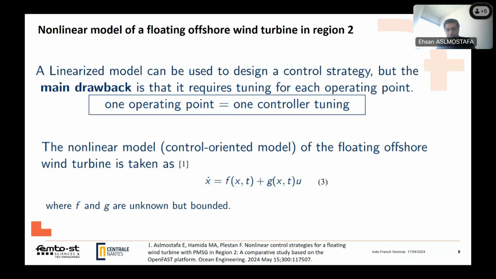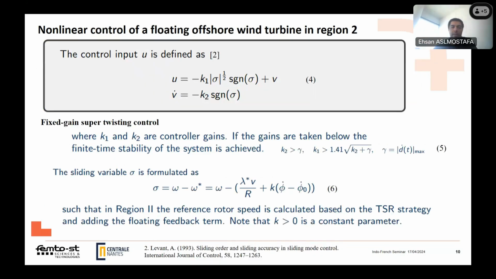It's a nonlinear model in which the terms f and g are unknown and bounded. And here the parameter u, which is the control input, for region 2 is the generator torque. The control design. Here for our application to the floating wind turbine, we take our controller as equation 4.